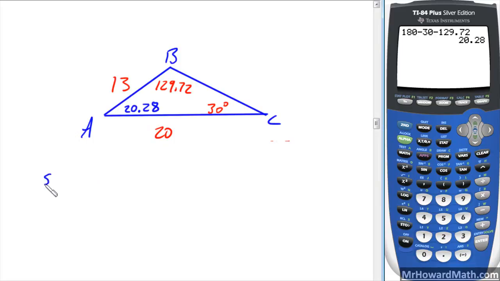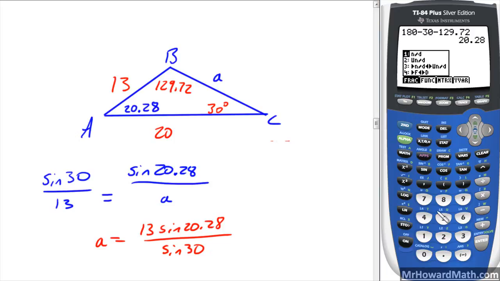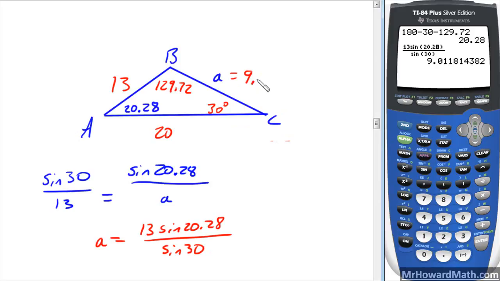So I use my sine ratio that I have complete. Sine 30 over 13 is equal to, we're missing side A here, so I'm going to use sine of angle A, 20.28 degrees, all divided by side A. So if you cross multiply and divide, you'll get A is equal to 13 sine of 20.28, all divided by sine of 30. So let's put that in our calculator and finish this problem. So 13 sine 20.28 all over sine of 30, and we get a side length of 9.01. So there is the second possibility for the triangle.